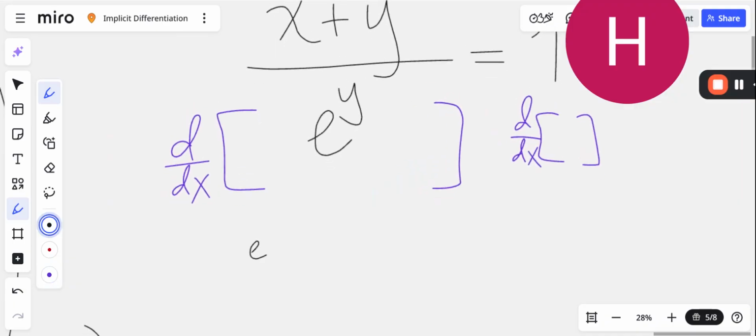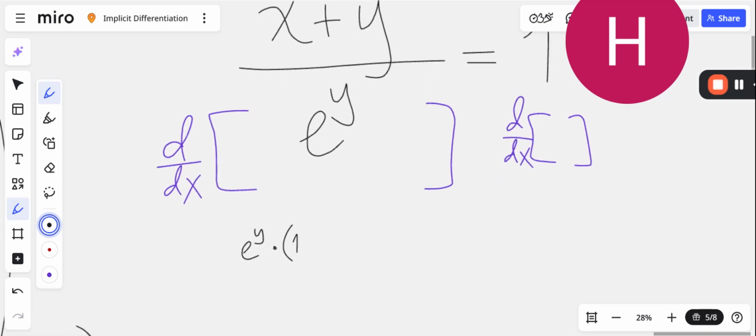So we have low d high, which is the derivative of x plus y. That's just 1 plus dy dx. Now you notice the e to the y in the denominator here? That's kind of a red flag that we're going to be able to do something important with factoring. You'll see what I mean in just a moment.